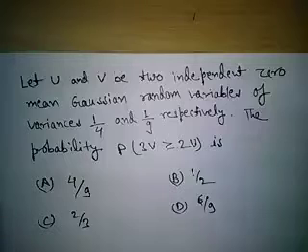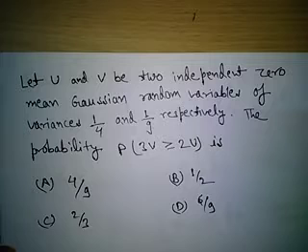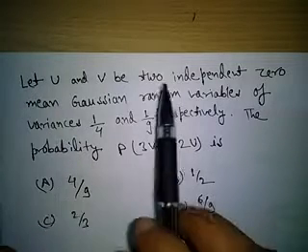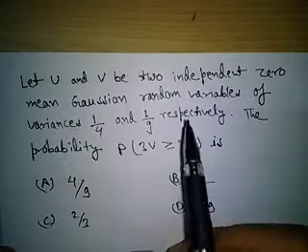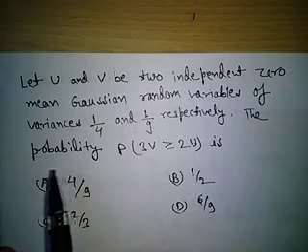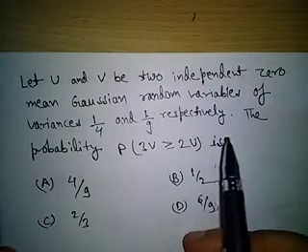Friends, in this video we will learn about Gaussian random variable and some properties of the independent random variables. So here I have taken a problem from the previous GATE exam, and the question is, let U and V be two independent zero mean Gaussian random variables of variances 1/4 and 1/9 respectively.